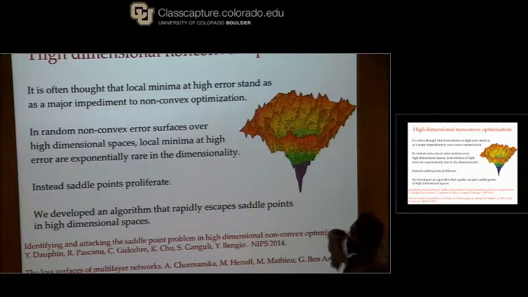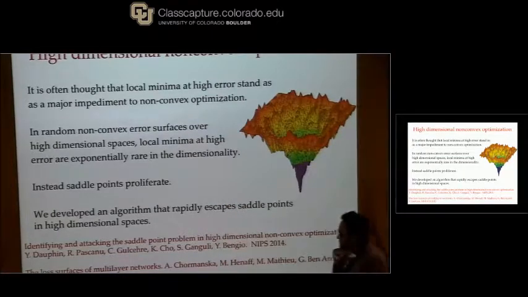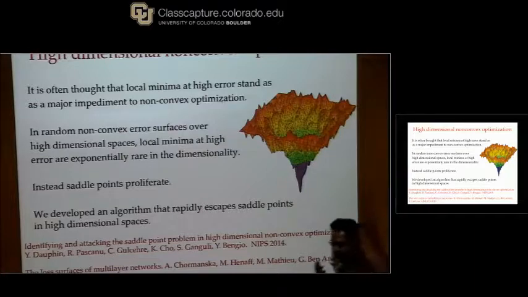But now of course, in random non-convex error surfaces over high-dimensional spaces, local minima at very high error relative to the global minimum are actually exponentially rare in the dimensionality, right? Instead, you get a proliferation of saddle points at high error. And we actually developed an algorithm that can rapidly escape these saddle points in high-dimensional spaces. So this was work that we did in this paper. There's, of course, very closely related work done by Anna Choromanska working with Gerard and Yann LeCun and company. But they both have a similar story.